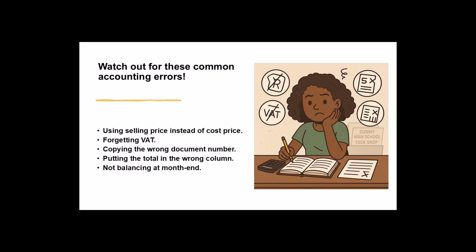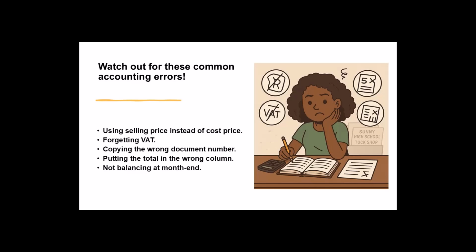Number 1, using the selling price instead of the cost price. Remember, the Creditors Journal records what we pay the supplier. That's the cost price, not the price we'll sell the goods for later.